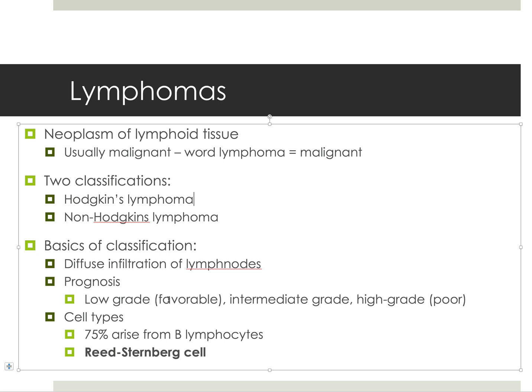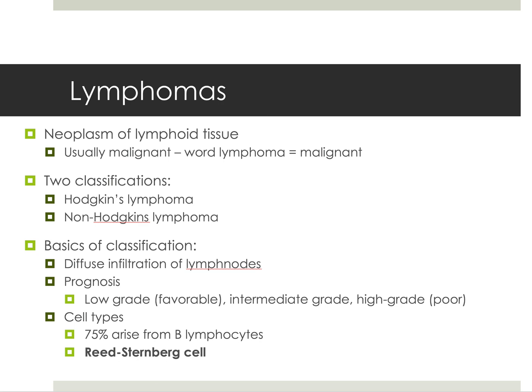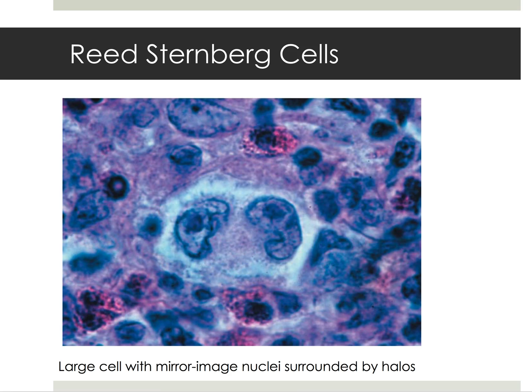So there's a pretty favorable prognosis for low-grade lymphoma. High-grade or even intermediate-grade lymphoma, with really fast proliferation of cells, has a generally poor overall prognosis. 75% of lymphomas arise from B cells, the cells that help make antibody. And the cell of note, because it's going to drive Hodgkin's versus non-Hodgkin's here, is the Reed-Sternberg cell.